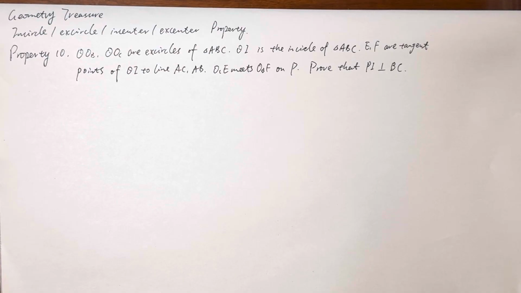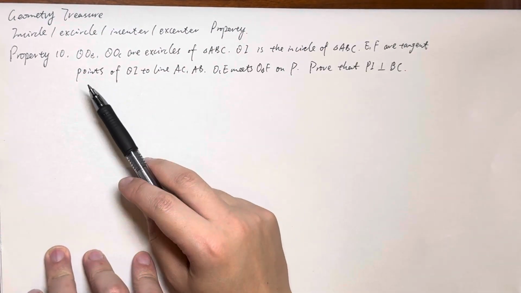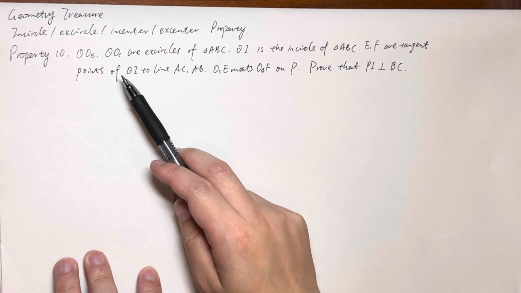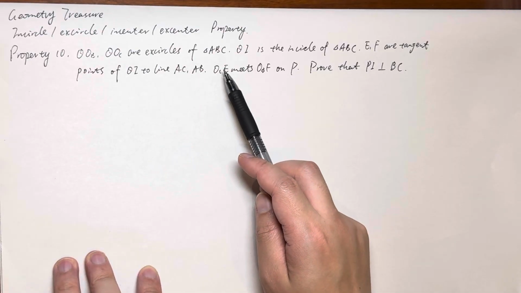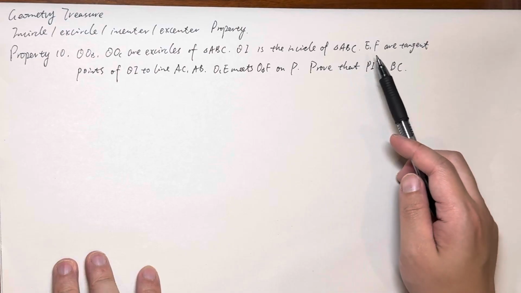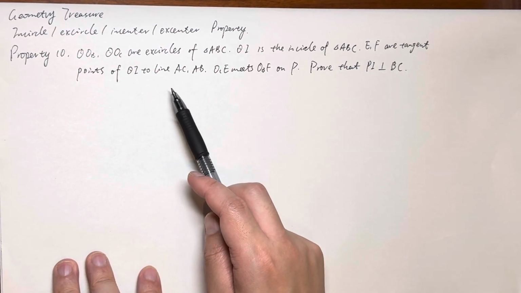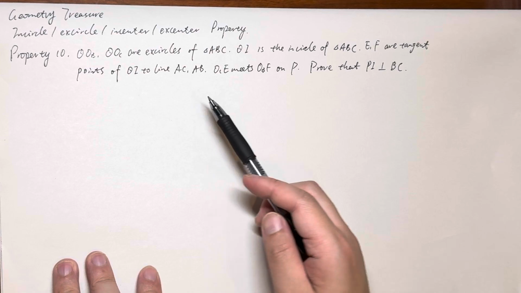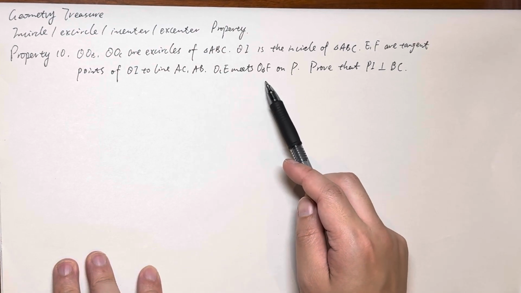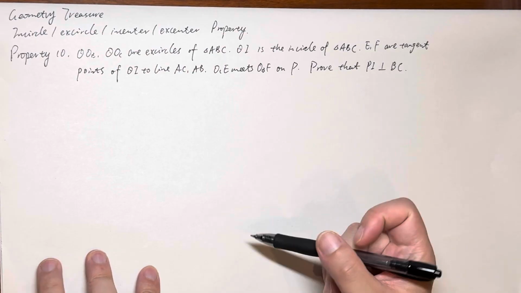Let's continue on the geometry treasure: Incenter, Excenter in circle, X circle property. So it's property 10. Circle OB, circle OC are X circles of triangle ABC. Circle I is an in circle of triangle ABC. E, F are tangent points of circle I to line AC, AB. OCE meets OBF on P. Prove that PI is perpendicular to BC.